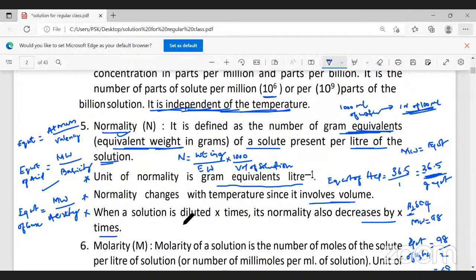See here, when a solution is diluted X times, its normality decreases by X times. So 100 ml is the solution that is taken. To that, how many times am I adding water? 10 times more. So when I'm adding 10 times more water, it means I'm diluting it by 10 times. When I dilute it by 10 times, the concentration has to decrease by 10 times. So what will be the concentration? Will it be 0.1? Yes, sir.